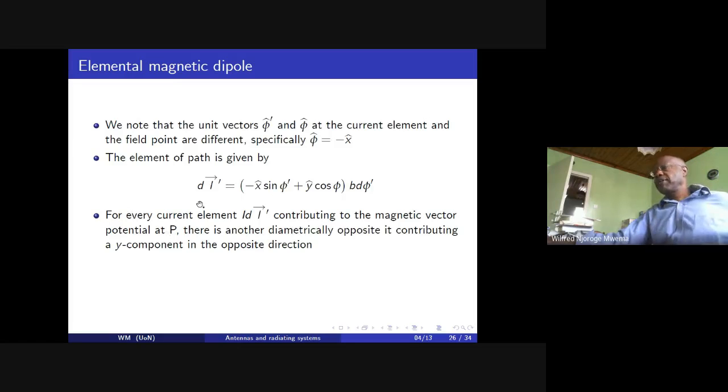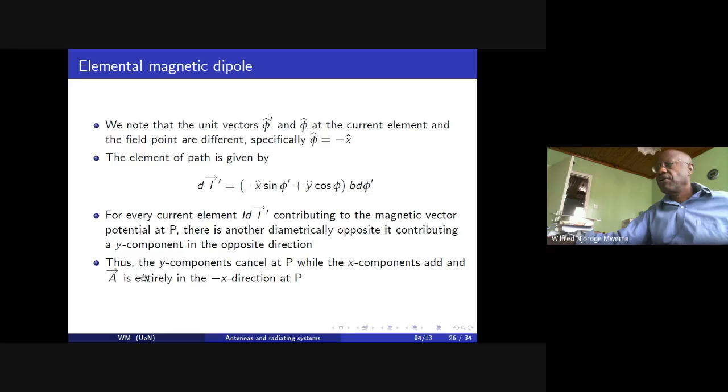So for every current element I multiplied by dL' contributing to the magnetic vector potential at the field point P, there will be another that is diametrically opposite from it, contributing a y component in the opposite direction. And thus, all the y components will cancel at the field point, while the x components will add, and therefore A will be entirely in the minus x direction at the field point.